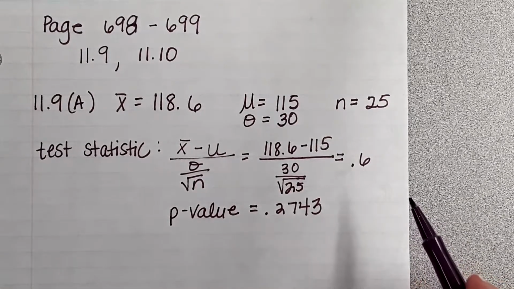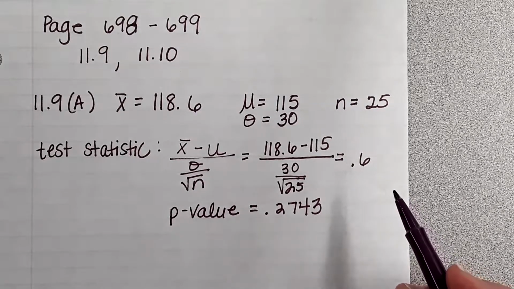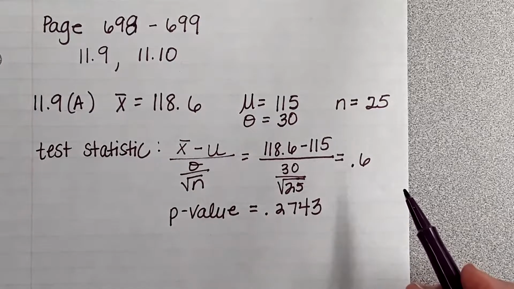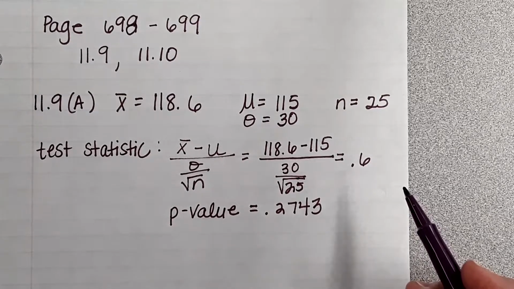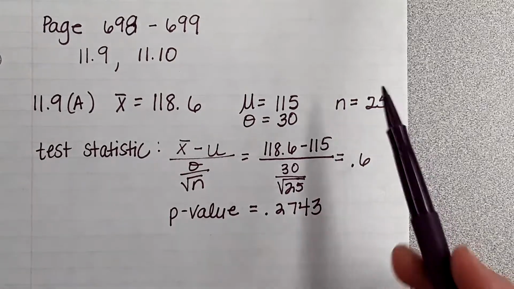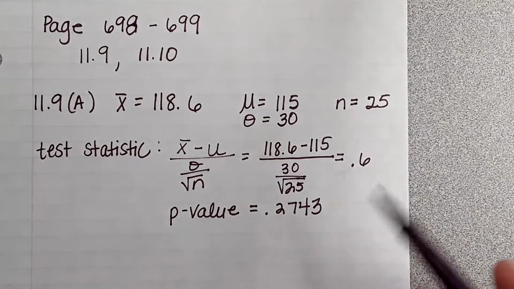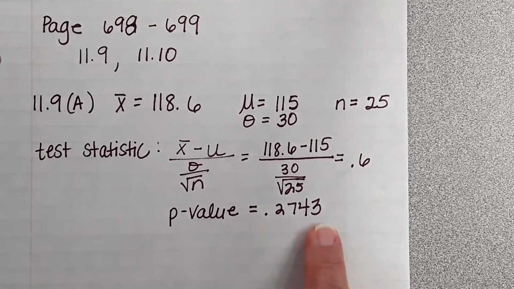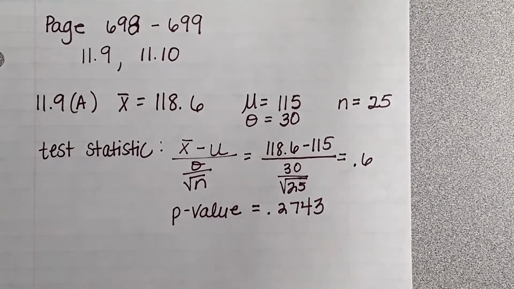I'm going to tell you that the majority of the time when you go to use the table, your test statistic is not going to be on that chart. Okay? But you should be able to say my p-value is going to be between these two numbers. So again, that's my p-value. Okay, so now let's just talk about, is it significant at the 1% level?